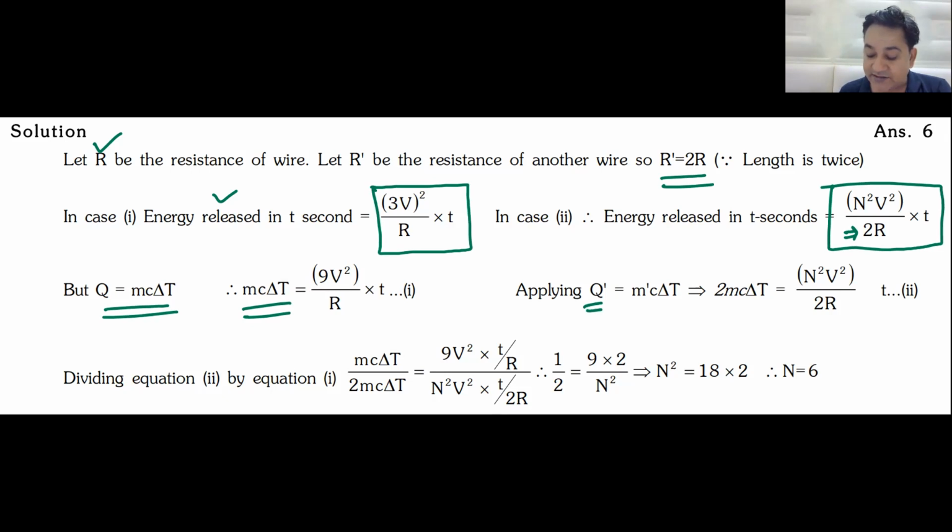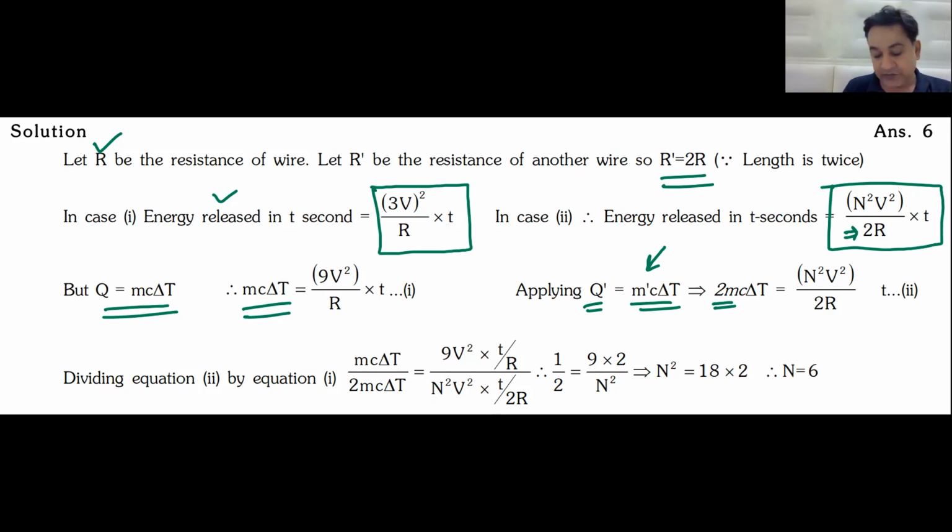In second case, Q dash is M dash. The mass of the wire is also changed. If you forget this point, your answer will not come correct because the length has become twice, the mass also has become twice. Did you miss this point? You got this point, beta? Yes, sir. Got it, sir.